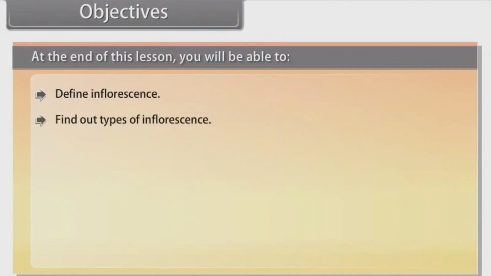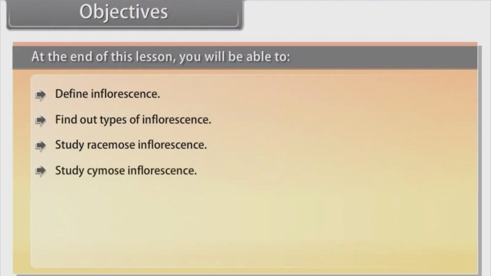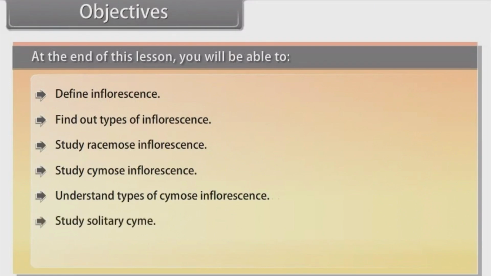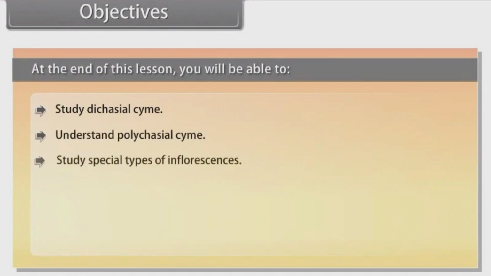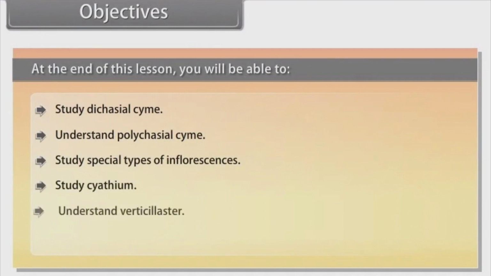Objectives. At the end of this lesson, you'll be able to define inflorescence, find out types of inflorescence, study Racemose inflorescence, study Cymose inflorescence, understand types of Cymose inflorescence, study solitary cyme, understand monocasial cyme, study dicasial cyme, understand polycasial cyme, study special types of inflorescences, study cyathium, understand verticillaster, find out hypanthodium.